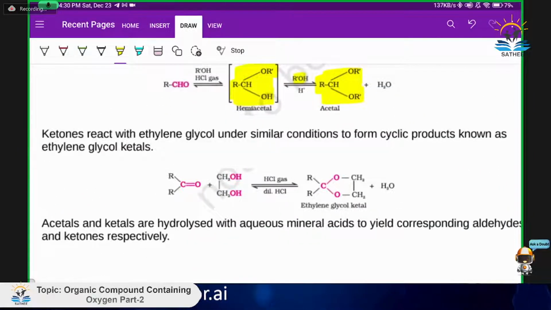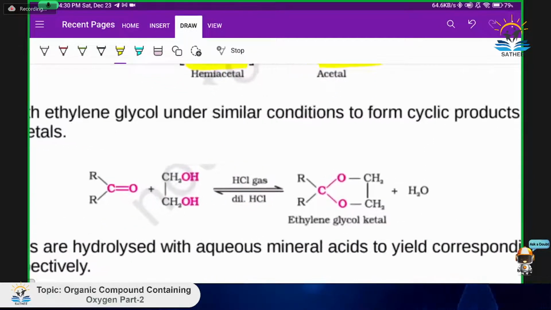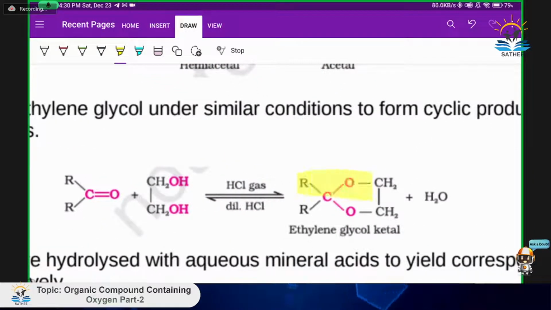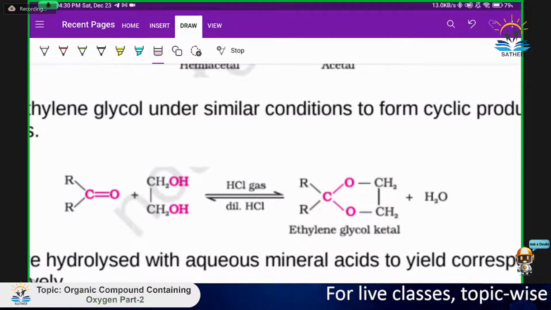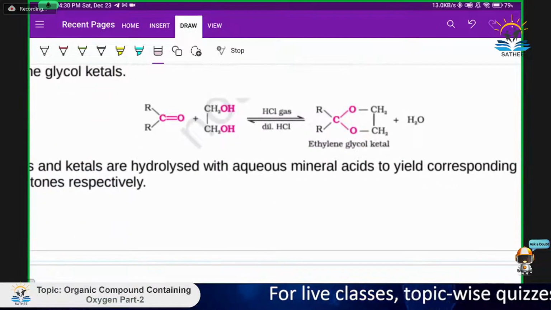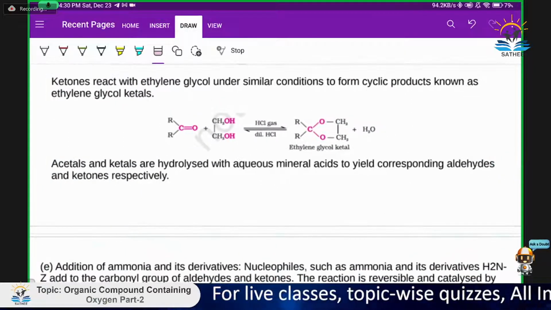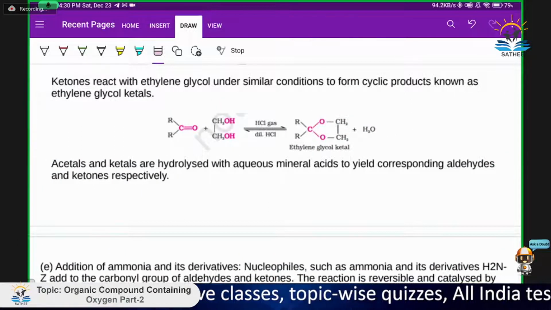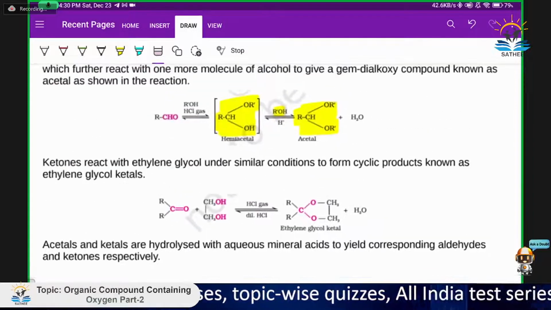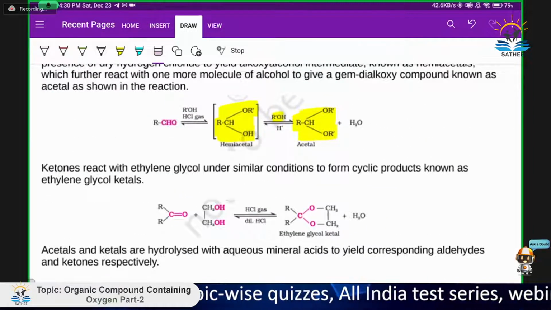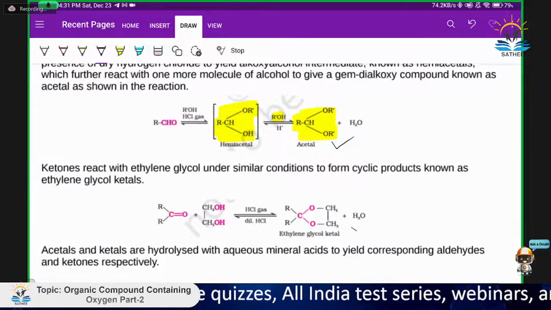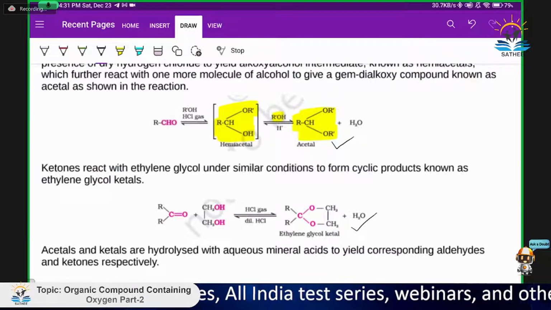Ketones react with ethylene glycol under similar conditions to form cyclic products known as ethylene glycol ketals. So ketones will react with ethylene glycol to form what? Ethylene glycol ketals. So we can see there is a ring present here. Now, acetals and ketals are hydrolyzed with aqueous mineral acids to yield the corresponding aldehydes and ketones. So when we hydrolyze these acetals and ketals, we get the corresponding aldehyde or ketone.